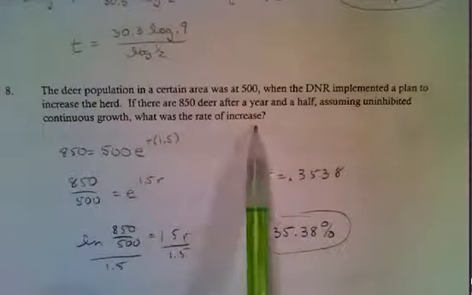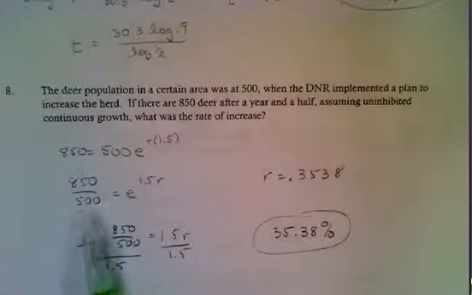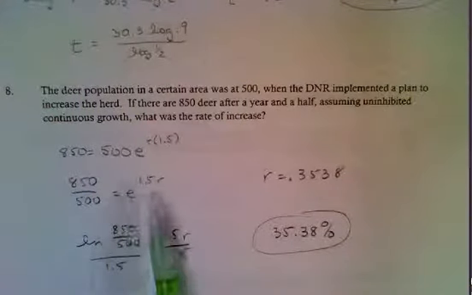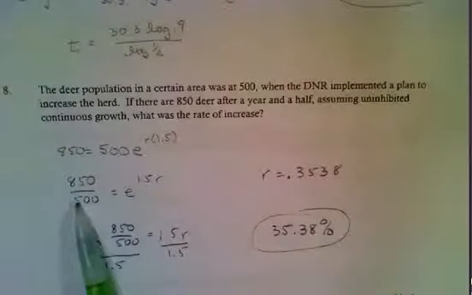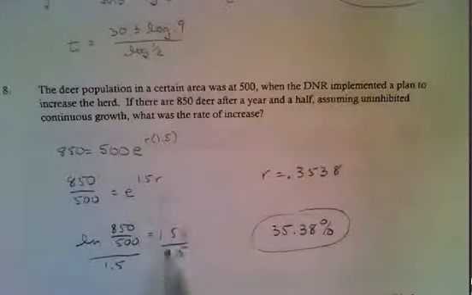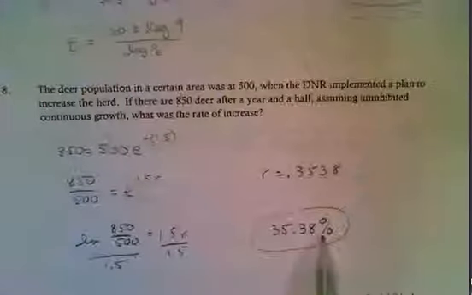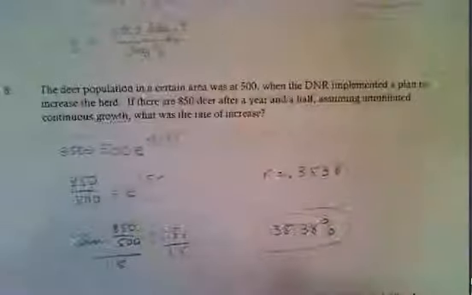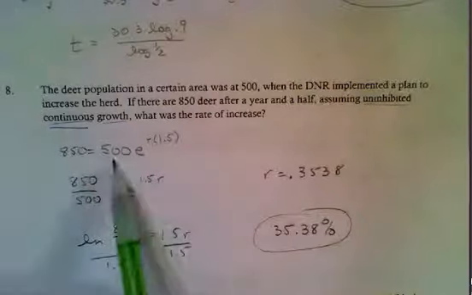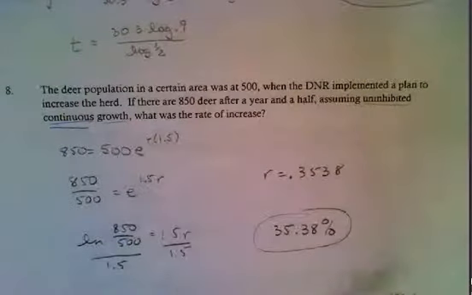What was the rate of increase? So I divided by 500, got this. Again, this is an exponential, put it in log form, log base e, so natural log of 850 over 500 equals 1.5r. And then I divided both sides by 1.5. I got this for an r value, so as a percent, that's 35.38%. Because we know it's uninhibited growth, we're going to just think of it as an exponential. Because they use the word continuous, I use the initial amount times e raised to the rt.